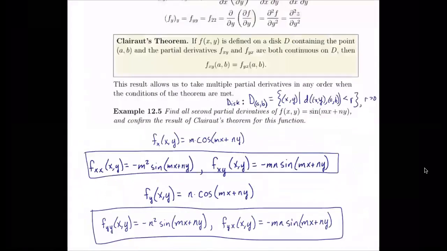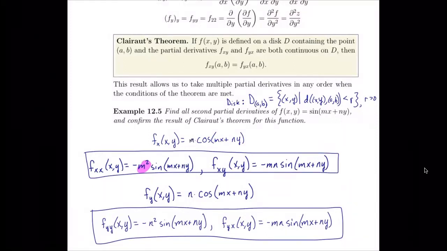So the first partial of f with respect to x: differentiate the outer function sine to get cosine, then differentiate the inner function mx plus ny, partial with respect to x, which is a constant of m by the chain rule. The chain rule still applies for partial derivatives. Now, with f_x, we can differentiate once again with respect to x, and the outer function is negative sine, and we get another factor of m to give m squared in total, coming from differentiating the inner function. We're just going to repeat this over and over in each of these.